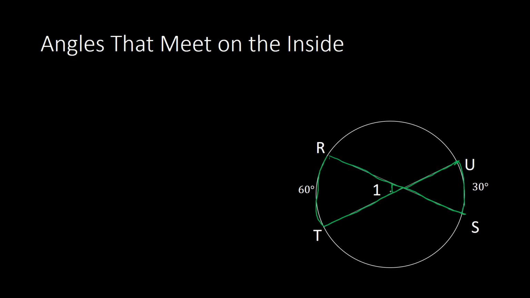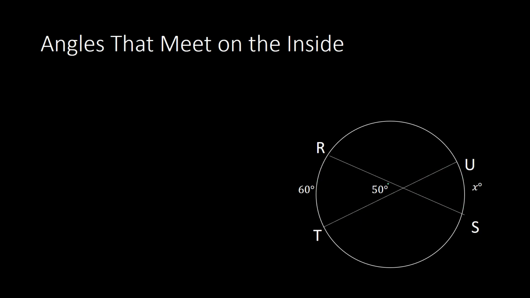Now angles that meet on the inside, we can calculate that by simply taking the average of the two arcs that were created. So the 60 degree arc and the 30 degree arc, if we average those, we'll find the measure of angle 1. So if we add 60 plus 30 divided by 2, we're going to get 90 over 2, or 45 degrees, for the measure of angle 1.